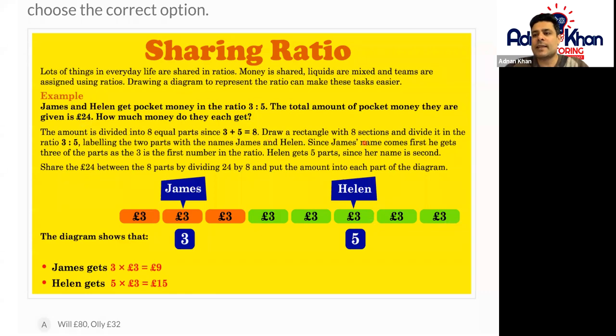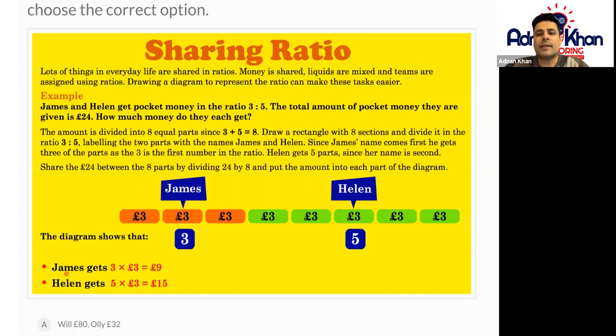Draw a rectangle with 8 sections divided into the ratio 3 to 5. Labeling the 2 parts with the names James and Helen. Since James's name comes first, he gets 3 of the parts as 3 is the first number in the ratio, and Helen gets 5 parts since her name is second. So now we share £24 between the 8 parts by dividing 24 by 8 and put the amount in each part of the diagram, which is already done for us.